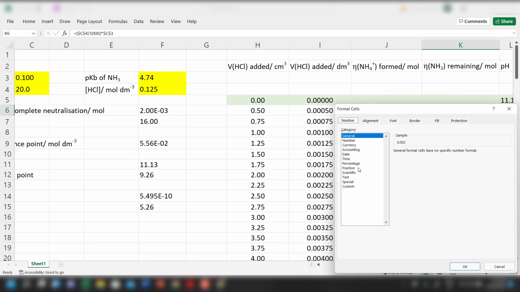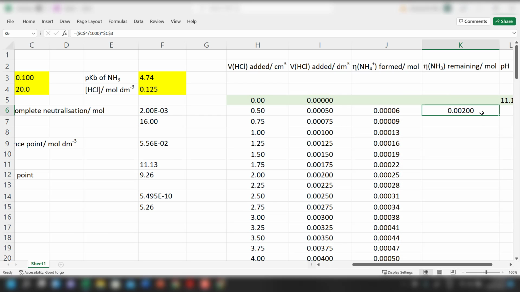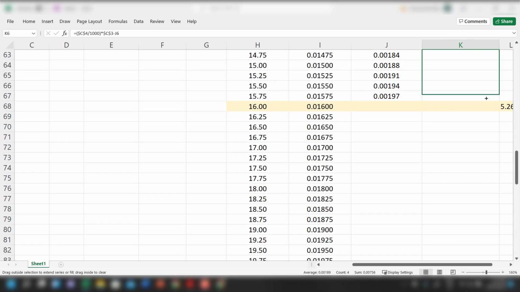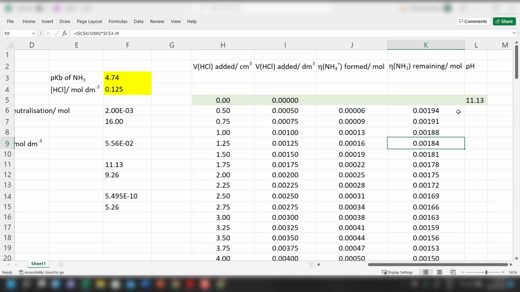Then we need to format the cell to make sure that it reflects the correct number of decimal places, and then we will subtract this off from the ammonium being formed, which is over here. So we get 0.00194. And then I will just drag all the way down. Just make sure that the numbers are correct. If you wish to verify, you can just punch in your calculator. But just be careful not to drag beyond the equivalence point. And then we get something like this, because all these things are what we require in order to calculate the pH.